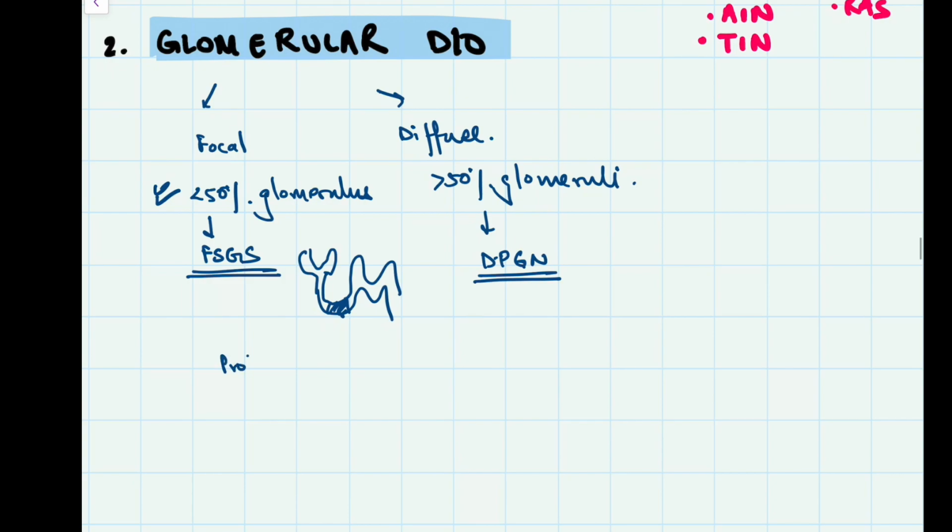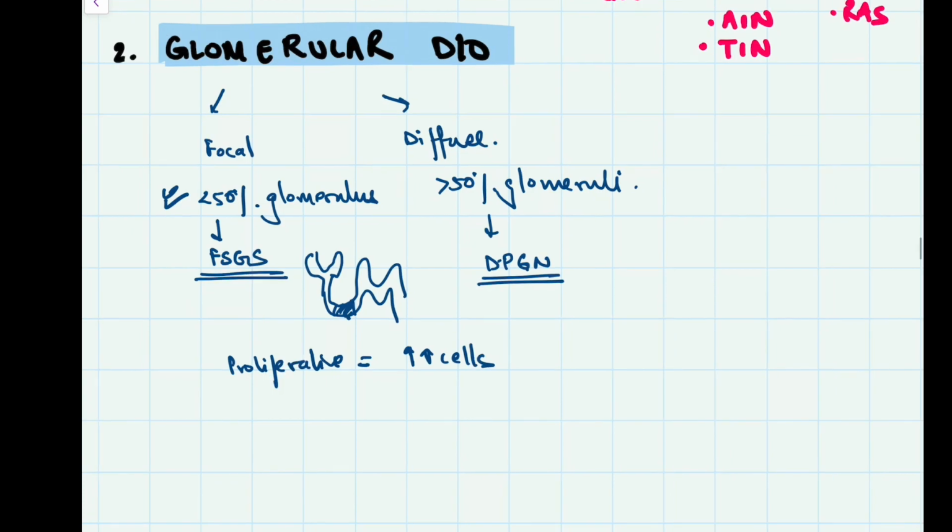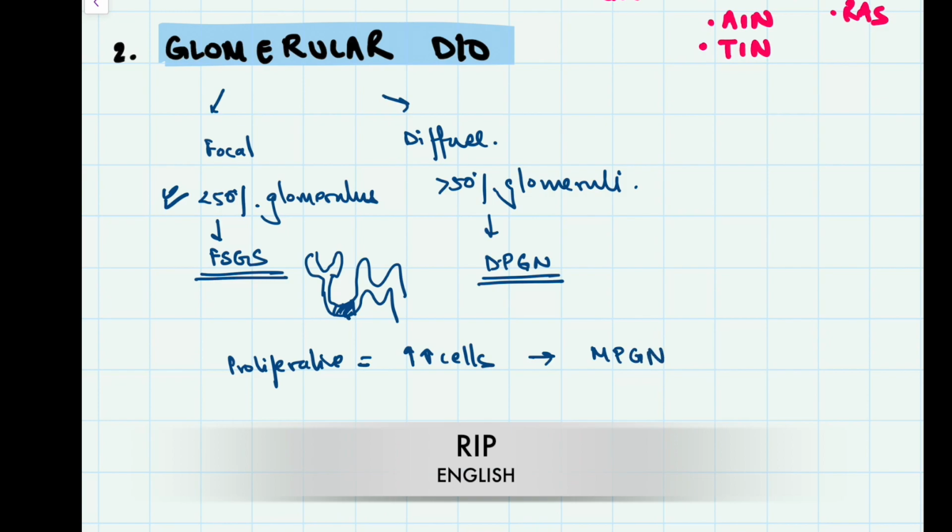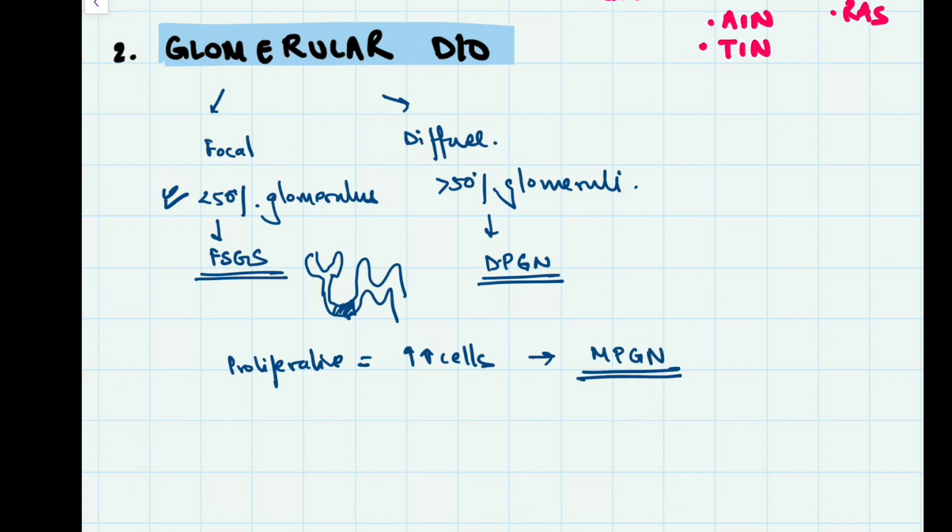Now, what does proliferative stand for? Proliferative means that there are increased cells in the glomerulus, right? Or you can say that the glomerulus is hypercellular. An example of a proliferative pathology is membranoproliferative glomerulonephritis, or MPGN. Next, we have membranous.